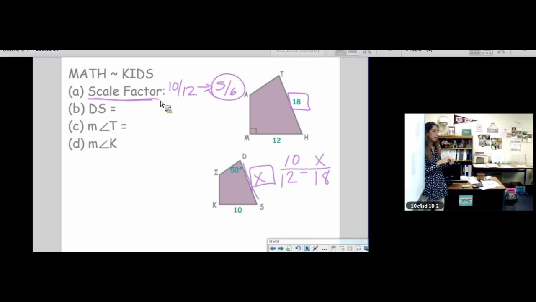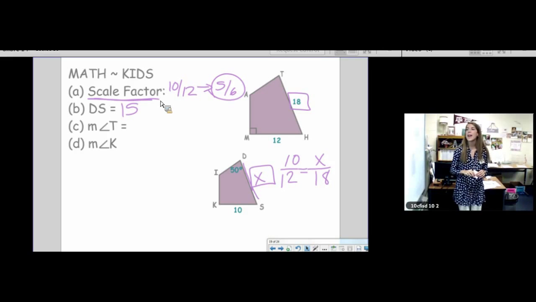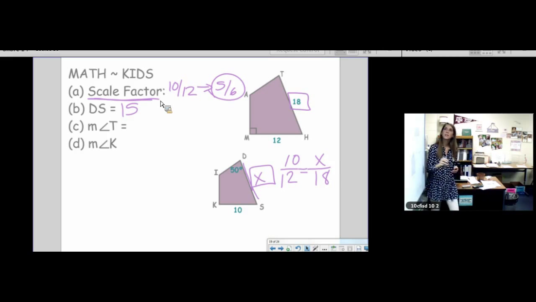Trinity, tell me what you get. Everybody, 10 times 18 divided by 12. 15. So that's how long DS is. Seth, what's the measure of angle T? 15. No, the angle. So that was a side.